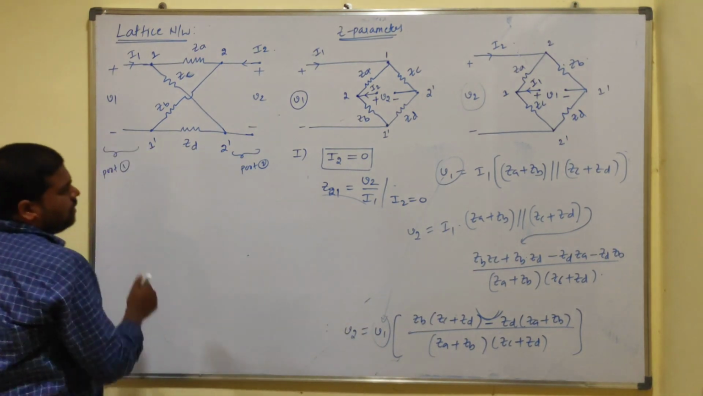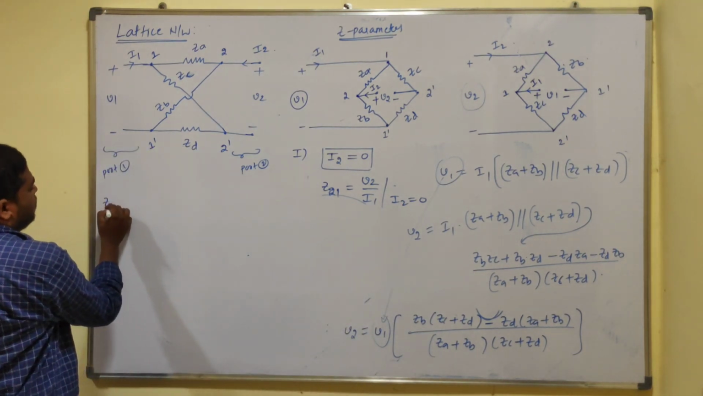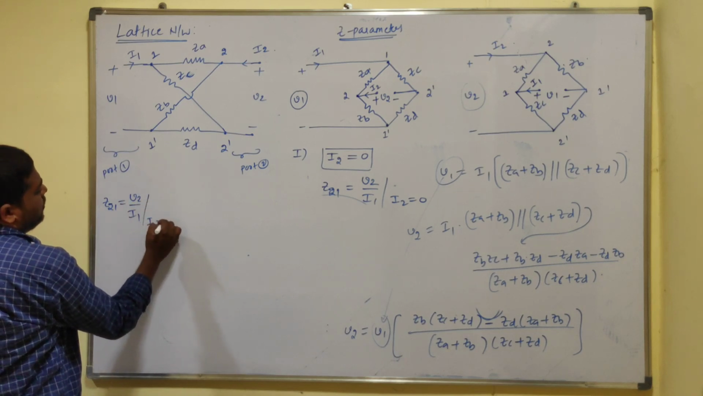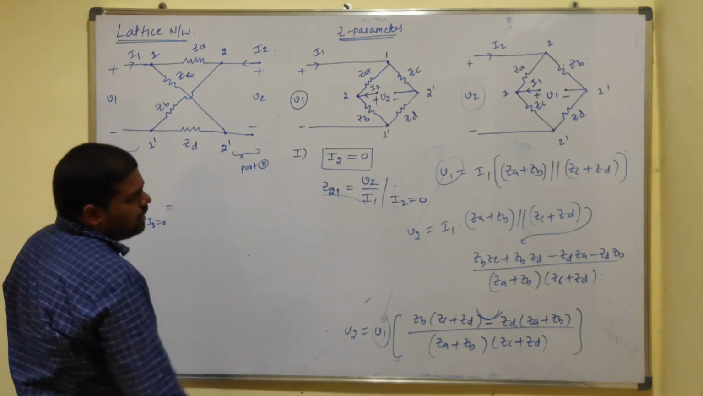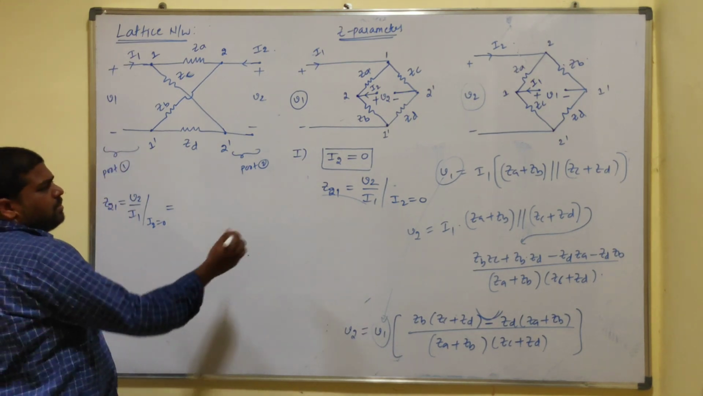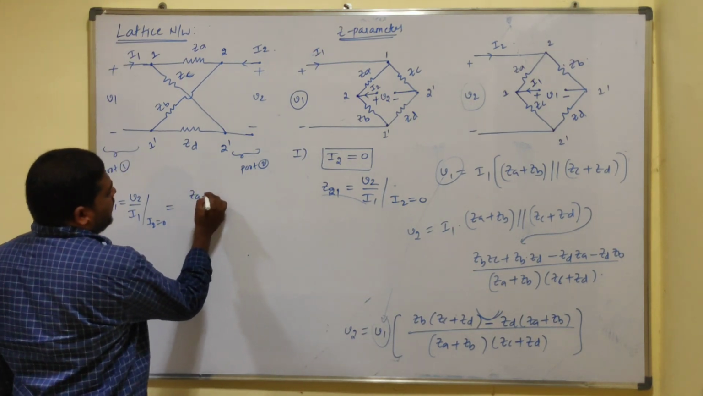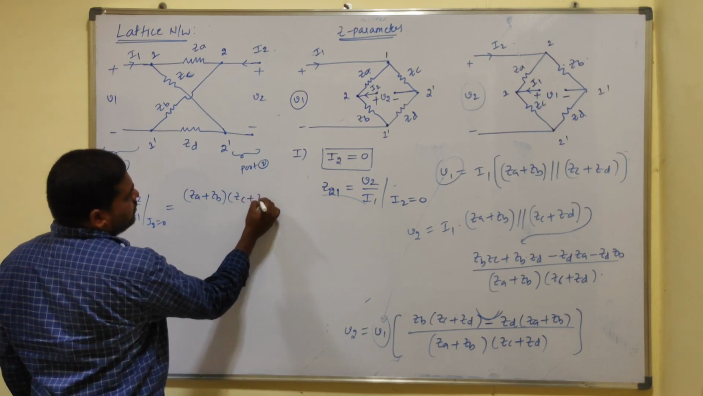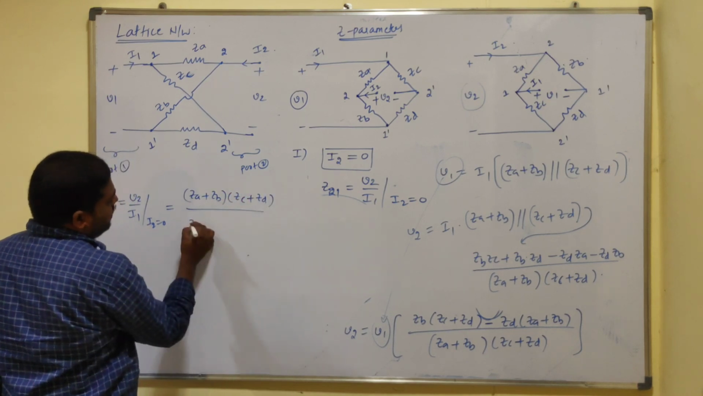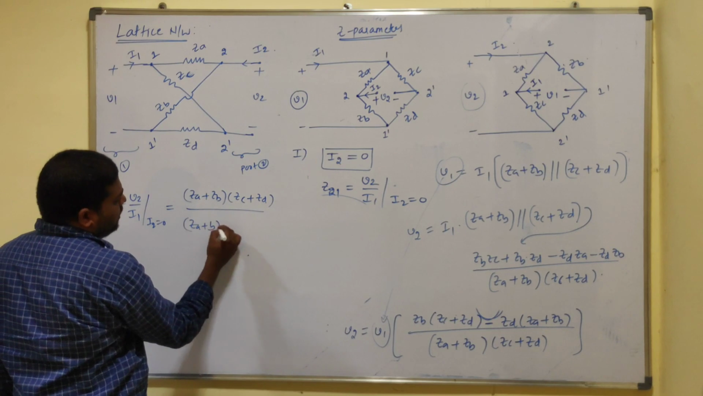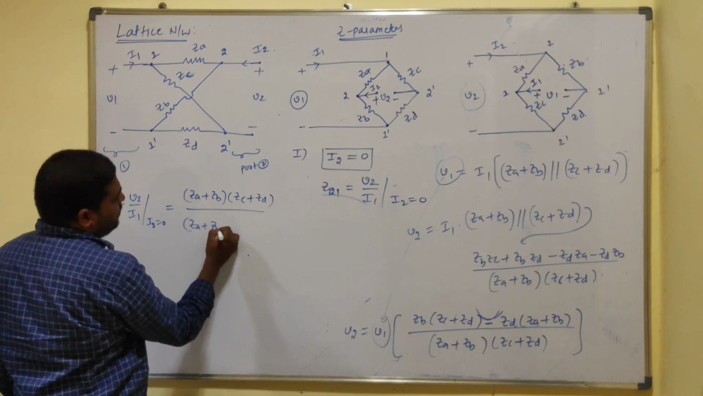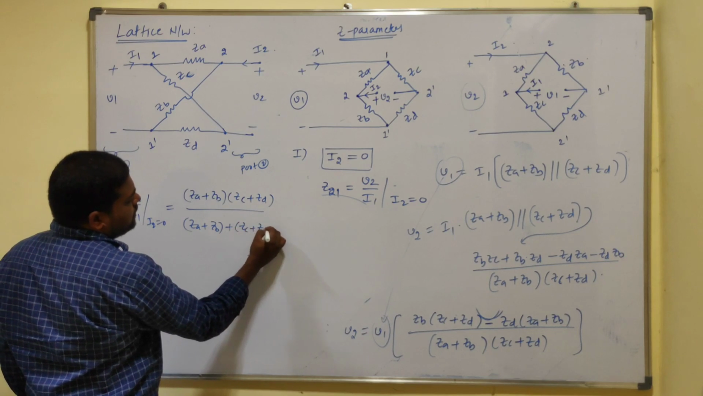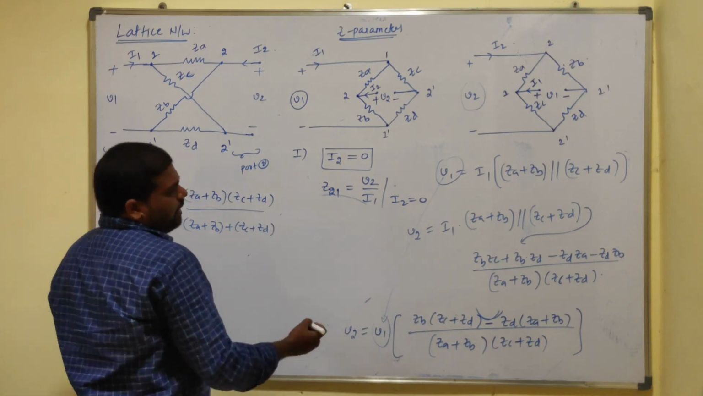Now, Z21 equals V2 by I1 only when I2 equals 0, which equals ZA plus ZB parallel ZC plus ZD. That means what? ZA plus ZB and ZC plus ZD by ZA plus ZB plus ZC plus ZD, multiplied by the bracket.